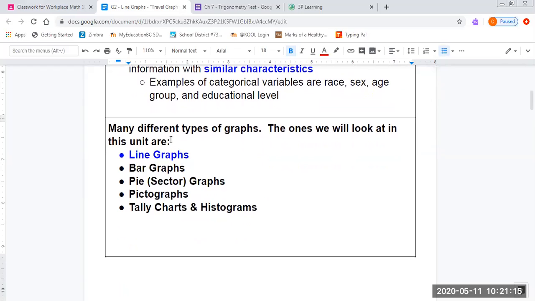Now, in this unit we're going to be looking at a number of different types of graphs. The one that we are continuing to look at today is line graphs, but like we talked about last day, we'll also be looking at bar graphs, pie graphs, pictographs, and histograms eventually.